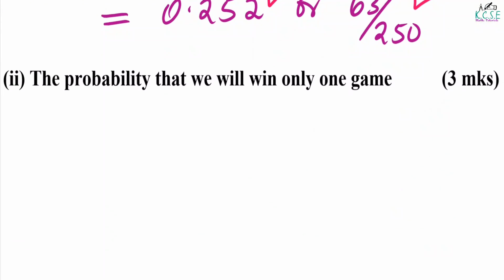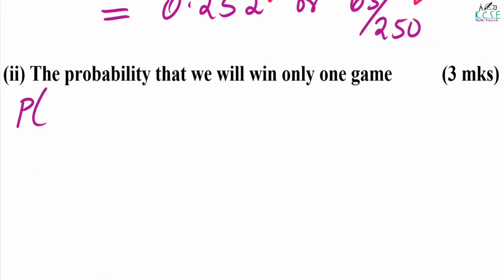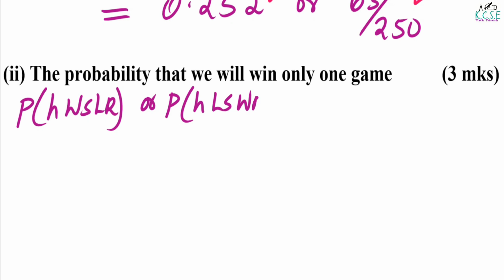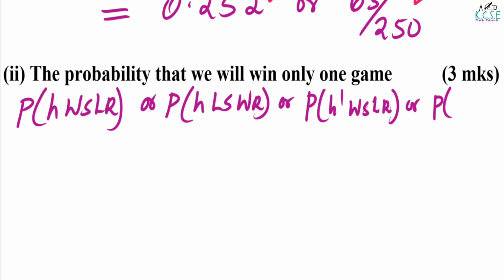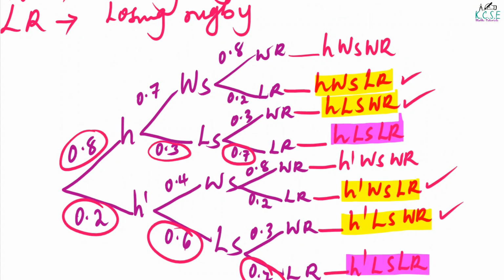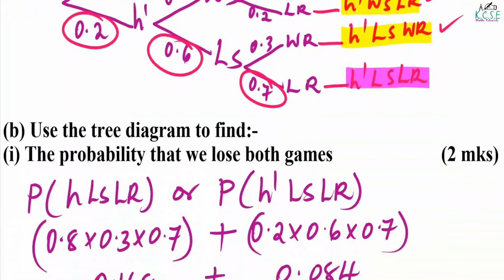So this will be given by the probability of hosting, winning soccer, losing rugby, or the probability of hosting, losing soccer, winning rugby, or not hosting, winning soccer, losing rugby, or probability of not hosting, losing soccer, winning rugby. So those are the four instances. So picking the probabilities from the branches. Now we know how we pick the probabilities following the branches. And this is what we have.